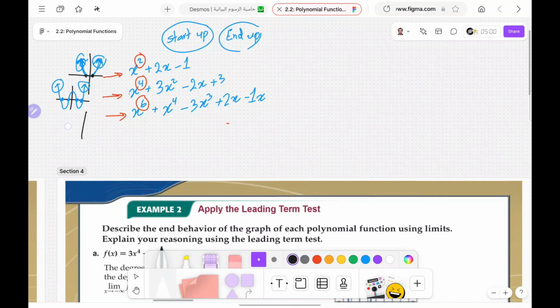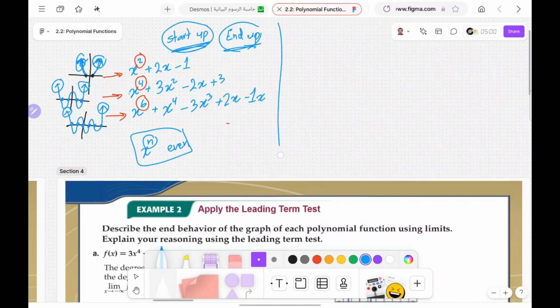Now if I'm talking about x to the power of 6, of course I should have 6 intercepts: 3, 4, 5, 6. So I start up, go through the first point, then turn between 2 points, then turn between 2 points, go through every point, and as you can see, it also starts up, ends up. So for all of these, when the power is even, it starts up, ends up.